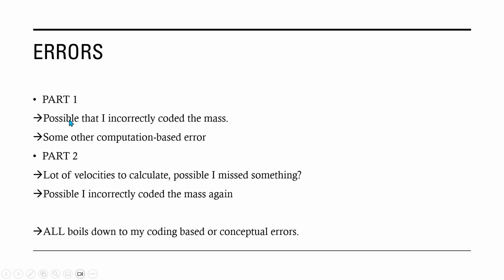As for the errors, in part 1, I possibly could have incorrectly coded the mass, and there could be some computational error. And in part 2, there were actually a lot of velocities and forces to calculate, so it's possible I missed something. And I feel like all of this pretty much boils down to coding or conceptual errors.